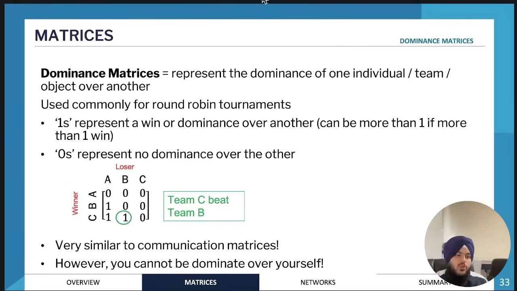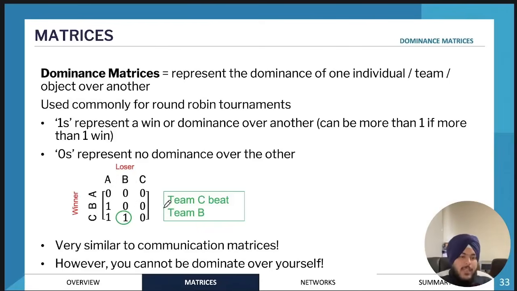But now we'll move on to dominance matrices, and here it will have a certain use. And what dominance matrices essentially are used for is, for example, a competition or a round-robin tournament. So essentially what it indicates is, for example, if a lot of teams are versing other teams, we want a way to sort of represent what team is winning and what team is losing. So here we'll have a winner and a loser.